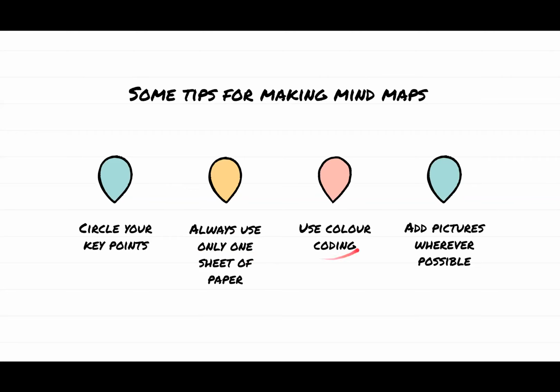You might want to use color coding to further drive your point. Of course, when you see color coded content, it helps you retain the information better and it helps you make more sense of it. So use color coding wherever you can. And lastly, add pictures wherever possible. This not only makes your mind map much more attractive, but also much easier to comprehend.